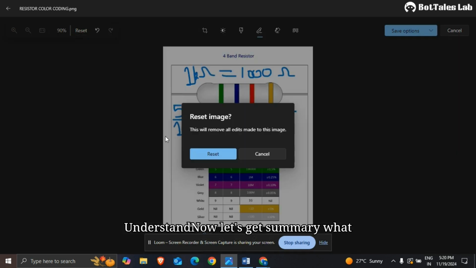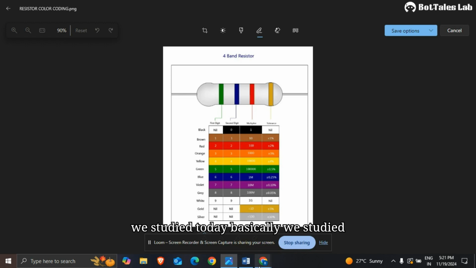Understand? Now let's summarize what we studied today. Basically, we studied what a resistor is. A resistor is like a speed breaker for an electrical circuit. It is used to control the flow of current and voltage in electrical components like LEDs, sensors or whatever. It is used to protect our device from excess current or voltage.